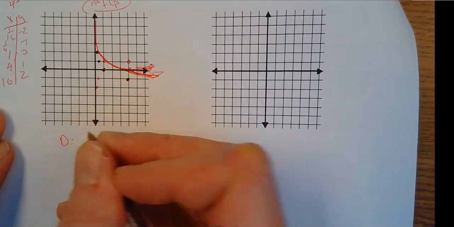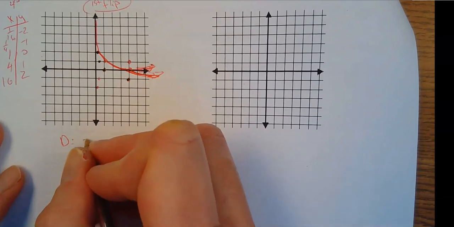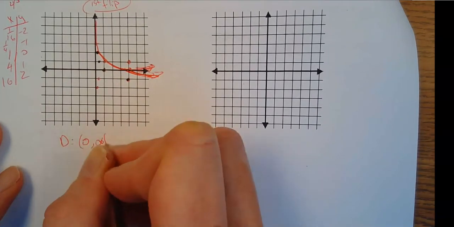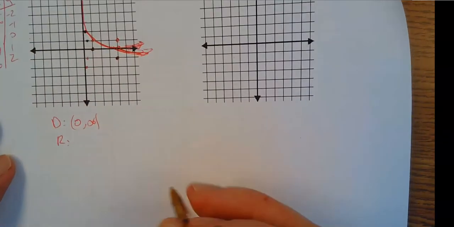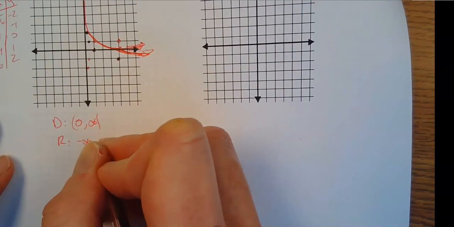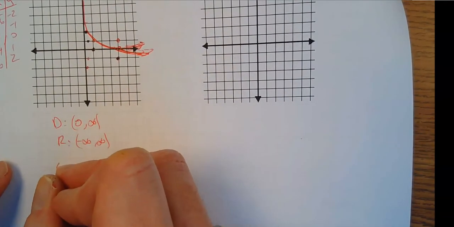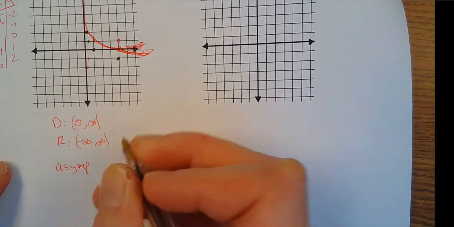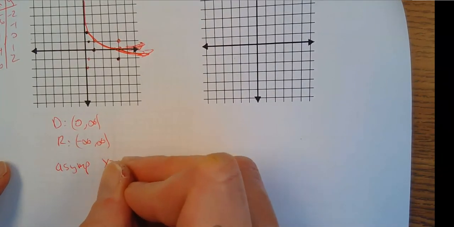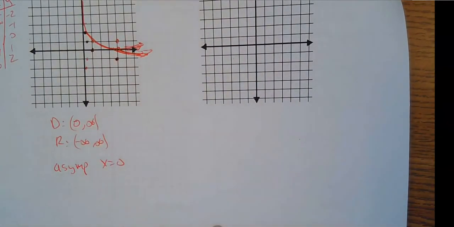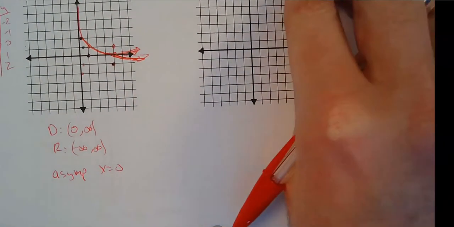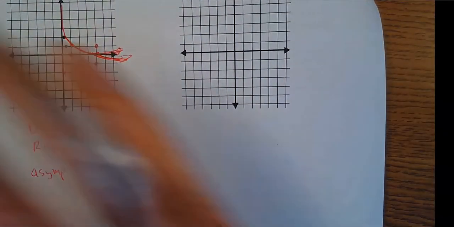So domain, since it didn't move left or right, is still 0 to infinity. Range on this guy, -infinity to infinity. And then the asymptote on this one is still x equals 0. We did some flipping and some moving up and down, but that didn't change the asymptote at all.